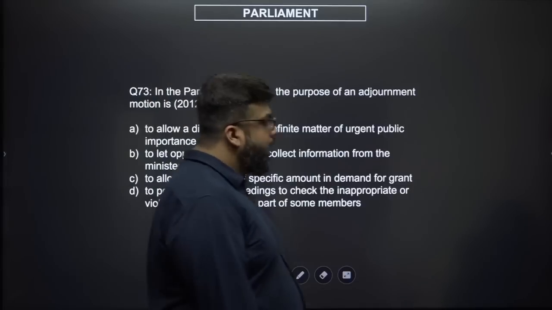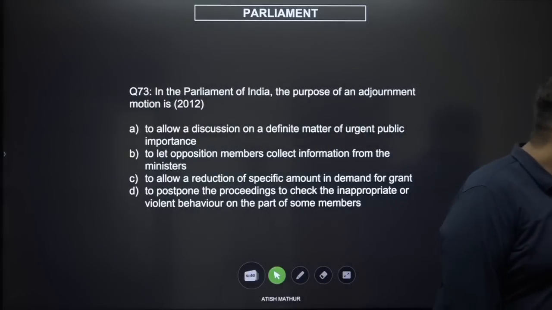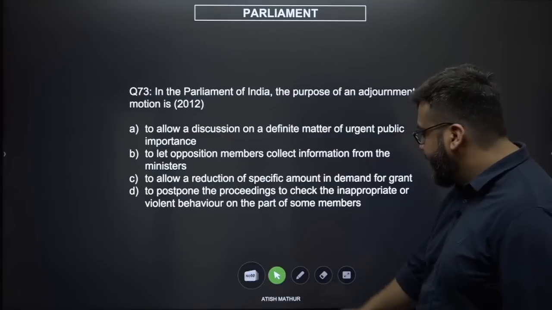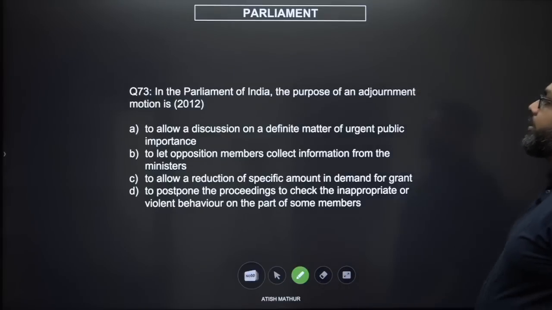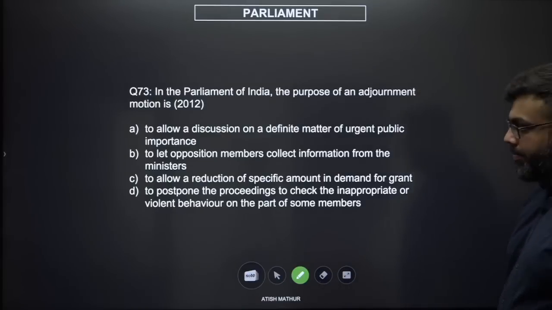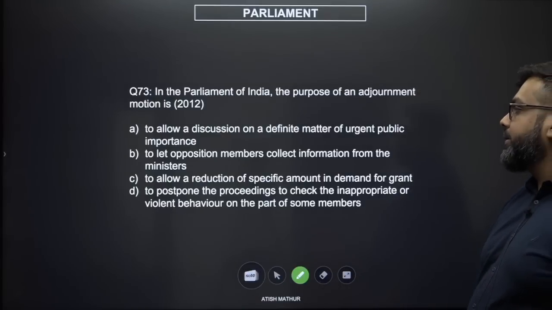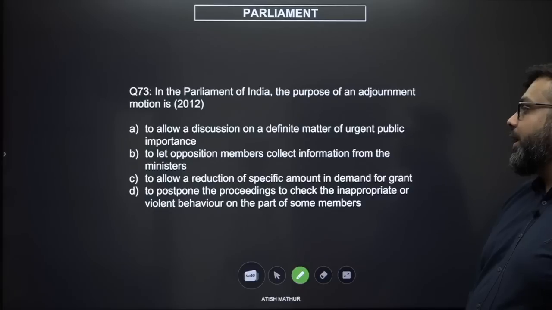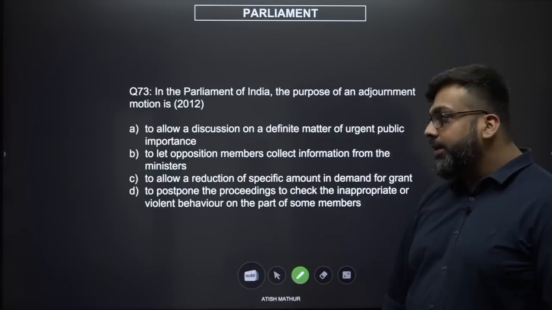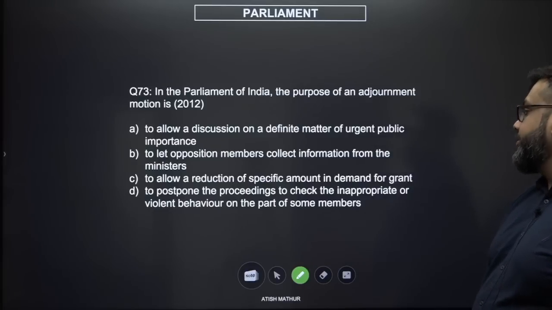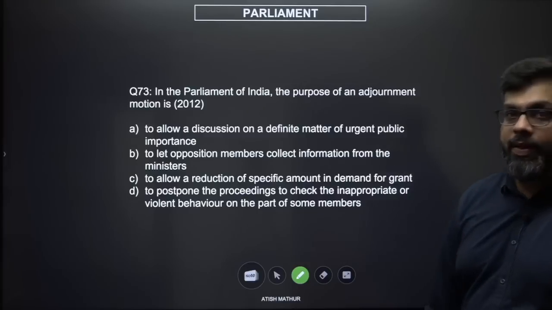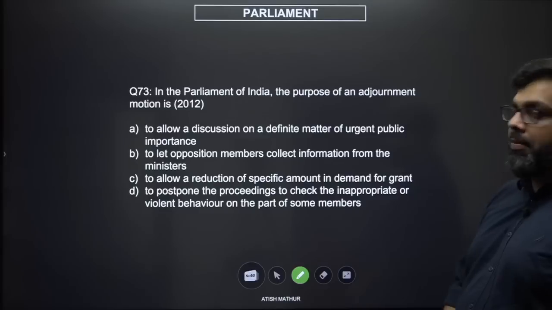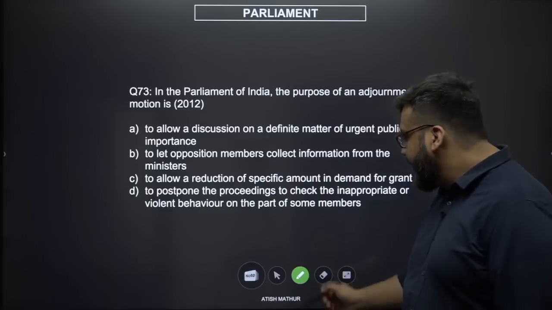73. In the Parliament of India, the purpose of an adjournment motion is to allow a discussion on a definite matter of urgent public importance, to let opposition members collect information from the ministers, to allow a reduction of a specific amount in a demand for grant, to postpone the proceedings to check the inappropriate or violent behavior of some members, right? Let's eliminate.